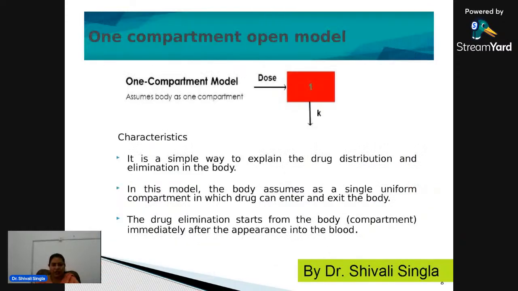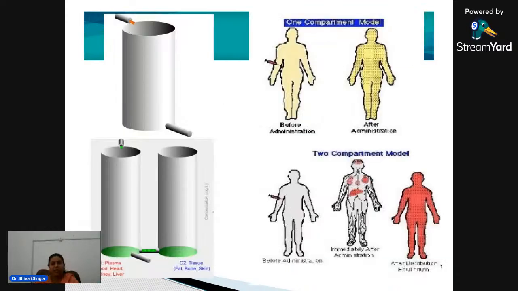In the case of two compartment, the drug enters into the body. Here it is a single compartment, and the second one is another compartment, that is called the second compartment. One is called the central compartment and the second is called the peripheral compartment, because the central compartment is always blood that is carrying the drug, and it distributes the drug into some other tissue, but it is a reversible process.